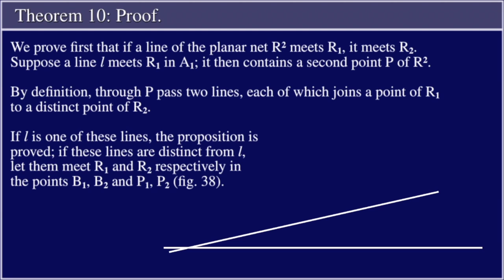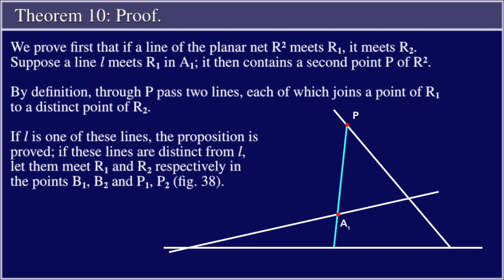We prove first that if a line of the planar net R squared meets R1, it meets R2. Suppose a line L meets R1 in A1. Then it contains a second point P of R squared. By definition, through P pass two lines, each of which joins a point of R1 to a distinct point of R2. If L is on one of these lines, the proposition is proved.